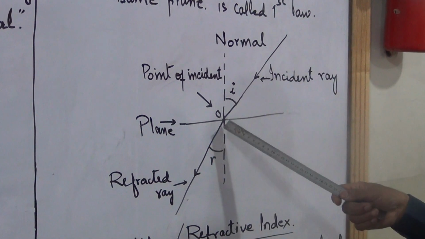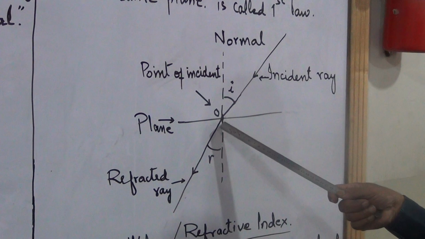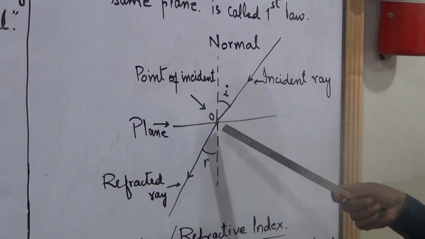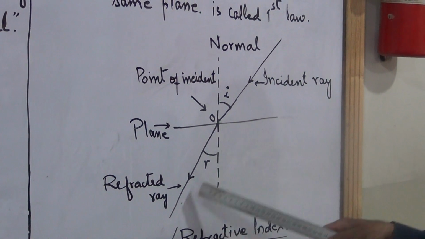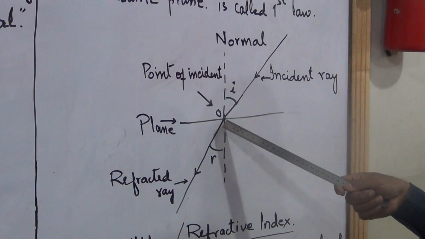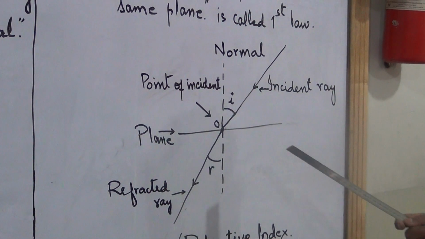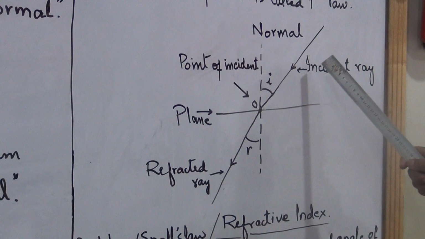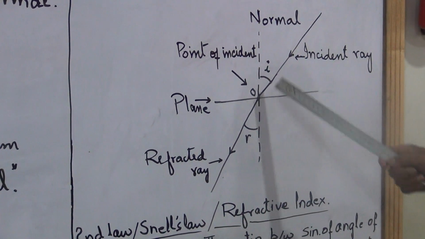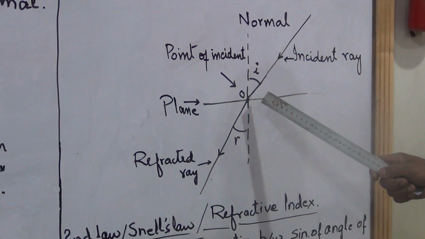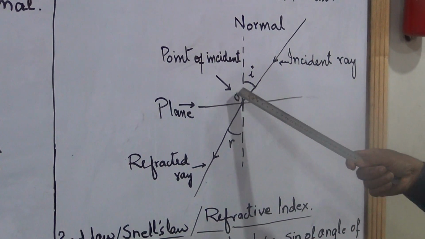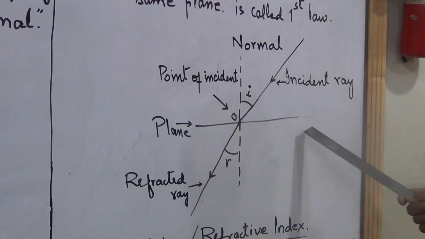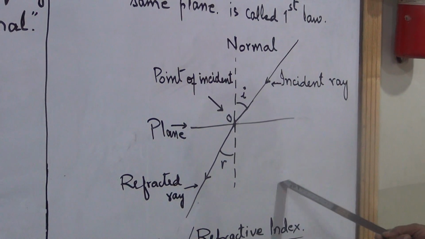Look, the ray of light is incident at point O, the normal is also at point O, and the refracted ray is also at point O. So this is the point of incidence, and these three things, the incident ray, normal and refracted ray, meet at the same point of incidence. This one is called the plane, the surface of the medium. This is the first law of refraction.